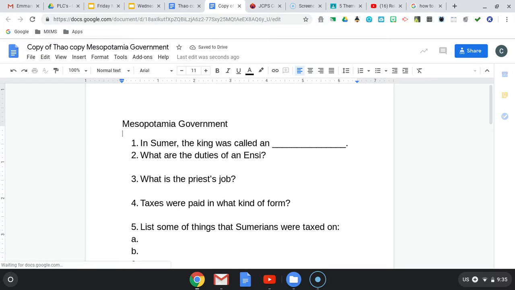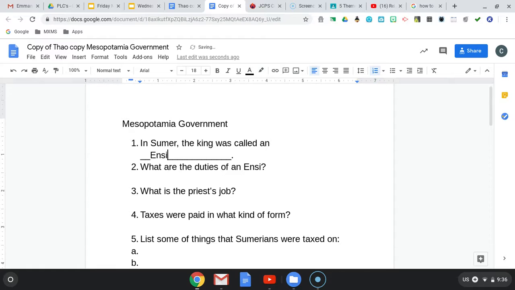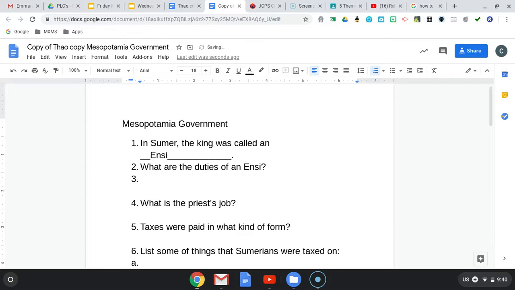All right, for one, in Sumer, the king was called what? Ensi. All right, for two, what are the duties of an Ensi? And an Ensi was the king. So do you remember what the duties were?